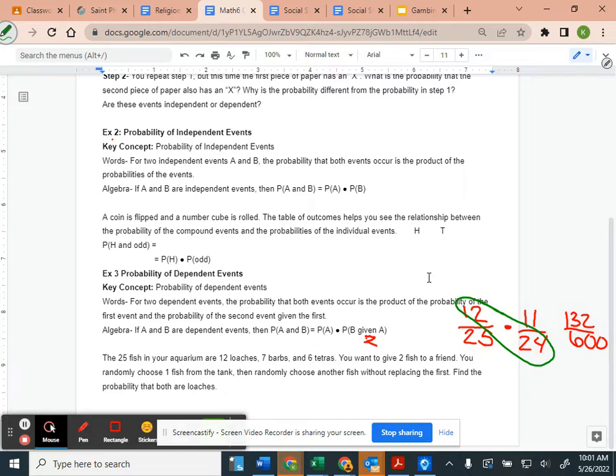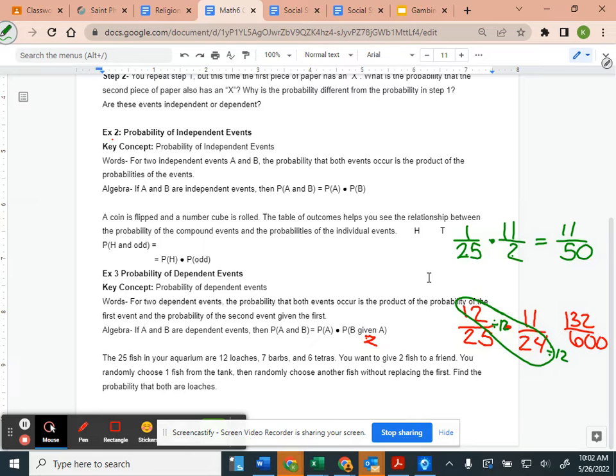I can divide a 12 from 12, and I can divide a 12 from 24. So I'm going to have 1 over 25 times 11. 24 divided by 12 is 2. So if I cross simplify first, I know my greatest common factor is that 12. So then I can say, okay, 1 times 11 is 11. 25 times 2 is 50.